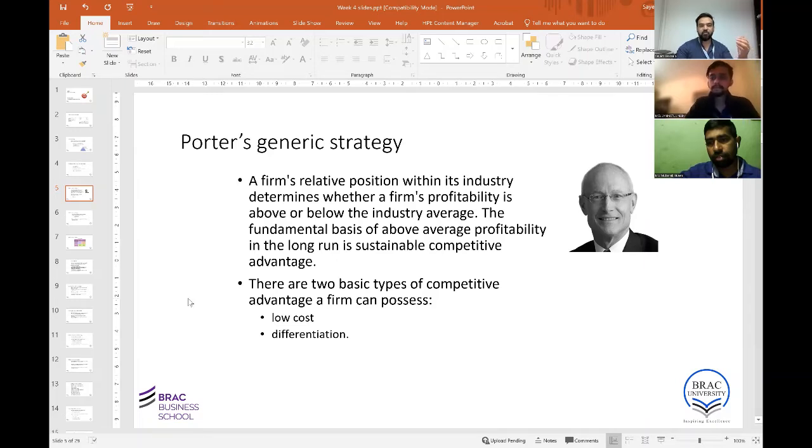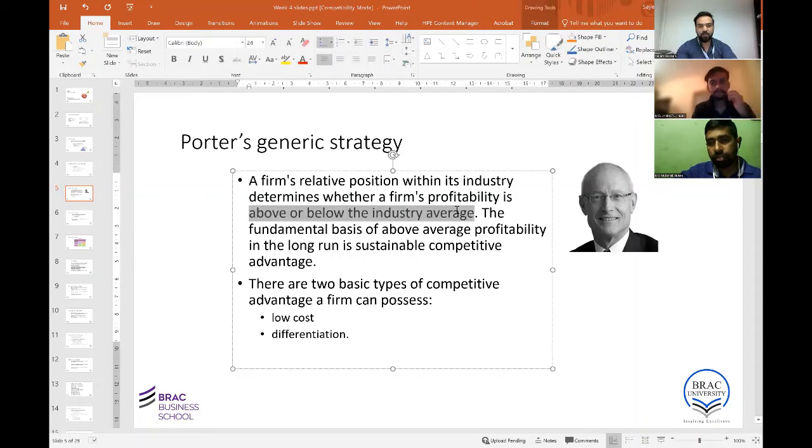He says that a firm's relative position within its industry determines whether a firm's profitability is above or below the industry average. The fundamental basis of above average profitability in the long run is sustainable competitive advantage. We might rest on these things for a bit and reflect on one or two things. Above or below the industry average is something that we need to keep in mind. And then there are ways to achieve that.